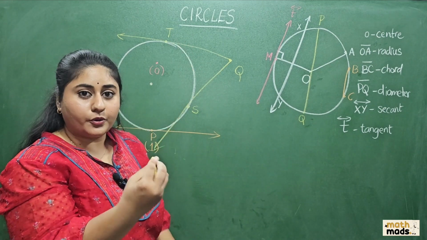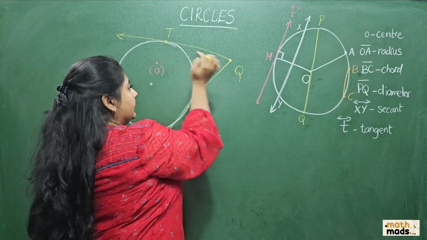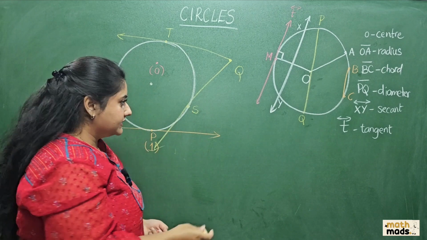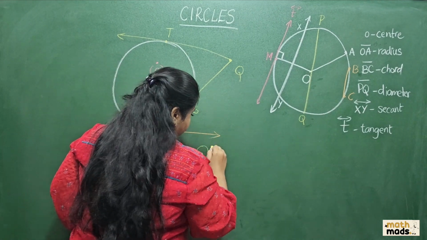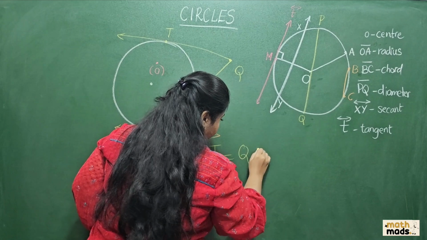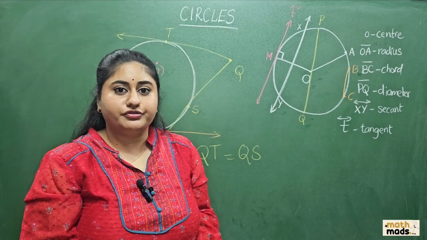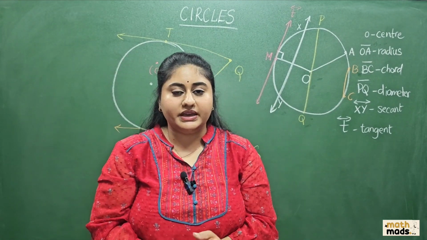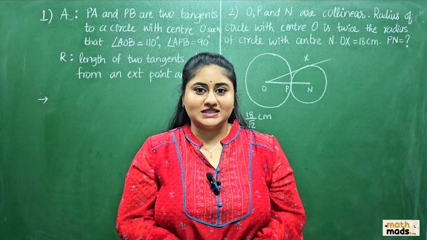So what is the second property that you have learned? QT will be equal to QS, right? That is the second theorem. That is, from an external point, if you draw two tangents, the lengths will be equal. Now let's look at some MCQs.